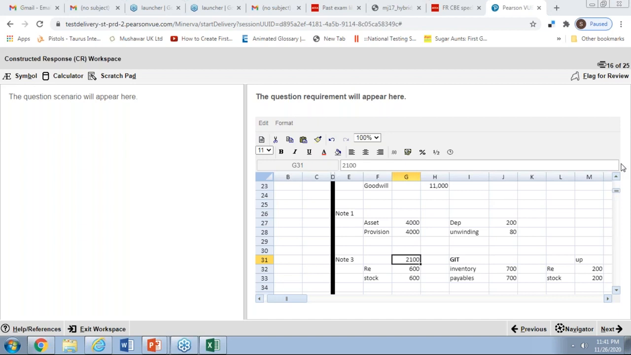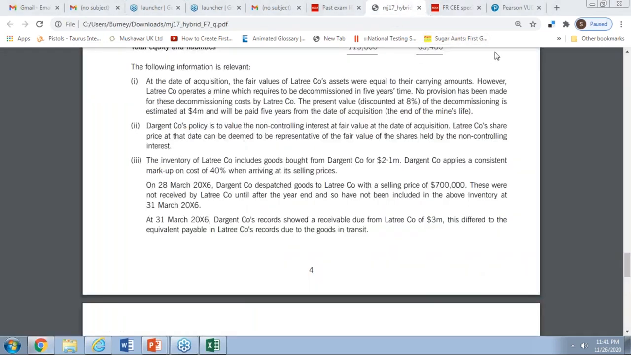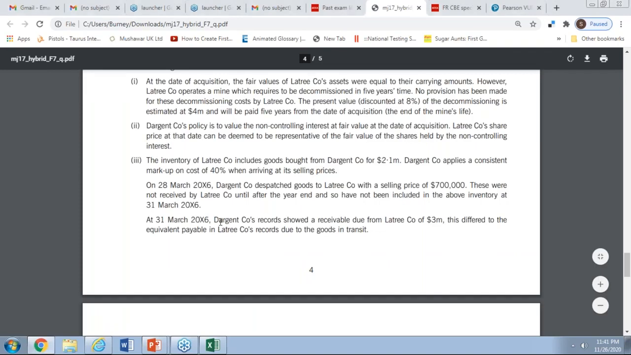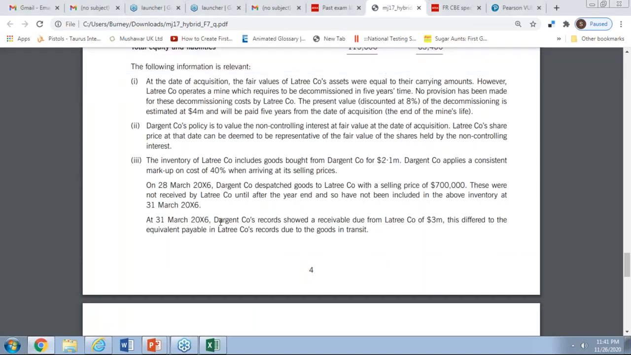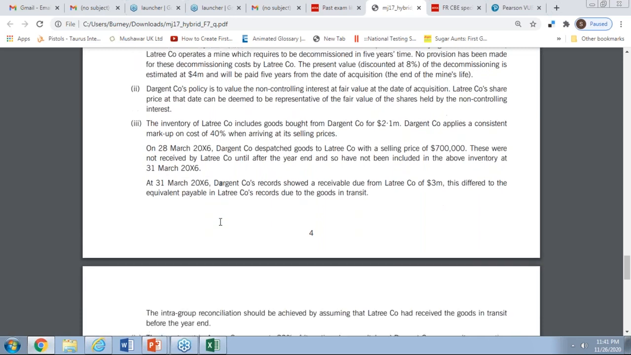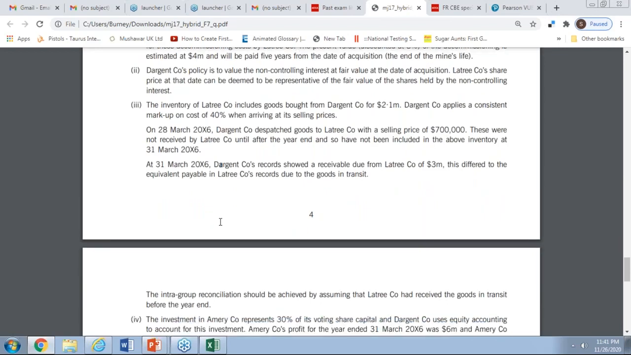Does the examiner want entries or just the final figures? Definitely, examiner might want the final figures. He's more interested in the final figures, but it's better for you to make the entries and do the calculations. Then what? At 31st March 2006, the Dargin records show receivable of 3 million. This refers to the equivalent payable in Lettering due to the goods in transit. So when the goods in transit has been recorded, the receivable and the payable will be balanced.